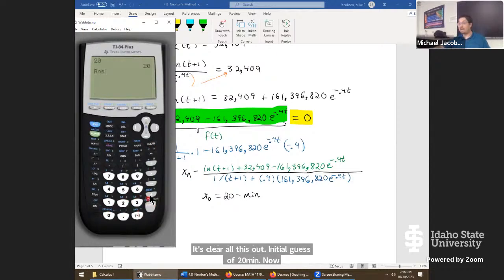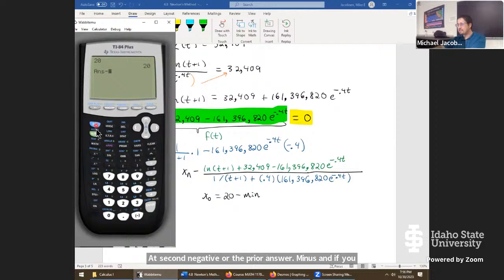Second negative for the prior answer, minus, and if you have a fancy calculator, hit alpha y equals. And I believe it's option 1. Hey, learning occurred. I remembered that. Thanks. I'm probably going to forget it in a moment, but I'll come back to this video when I need that next. That's a really cool trick.